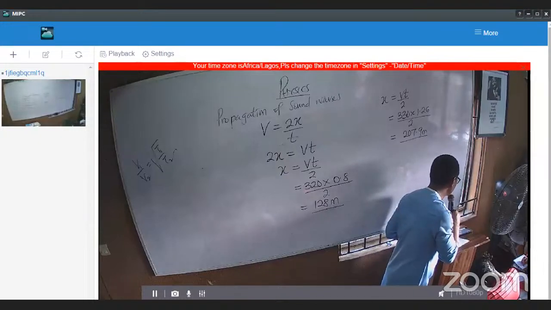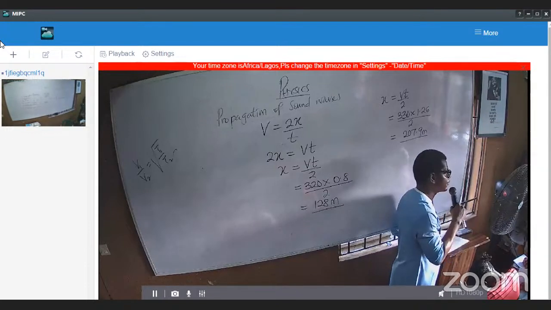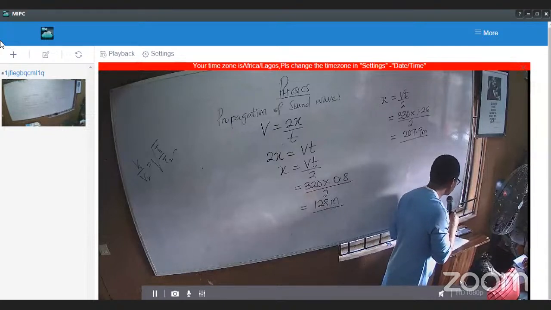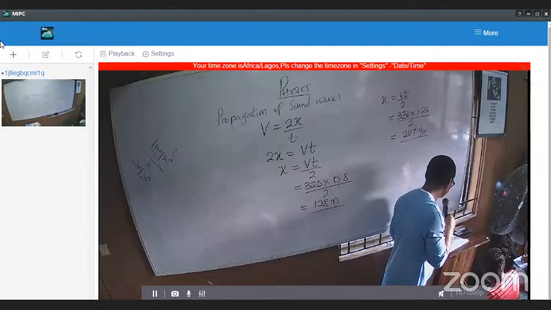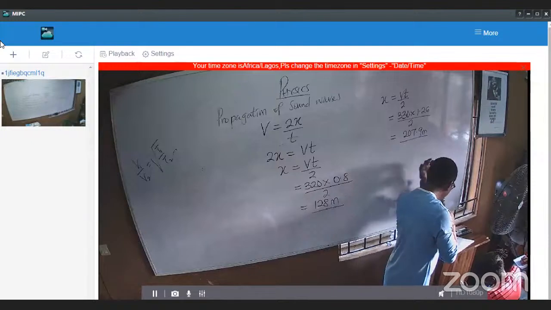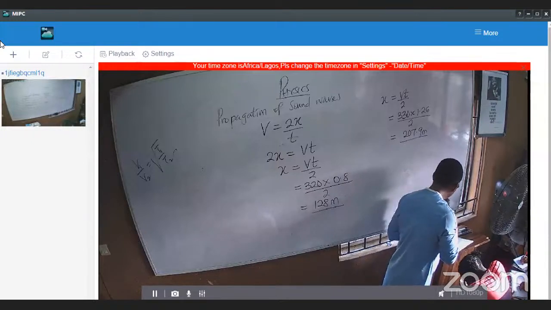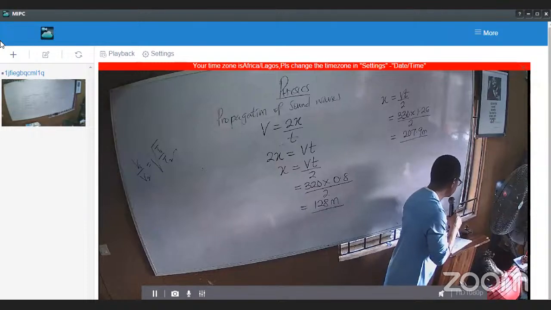Option A is superposition. Option B, reverberation. Option C, refraction. Option D, diffraction. Class, what's the answer? Reverberation. Number 9. Number 10.